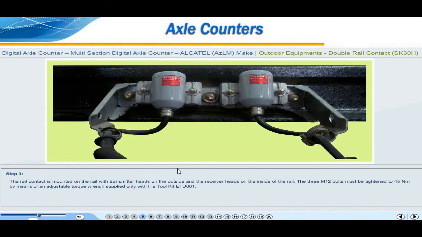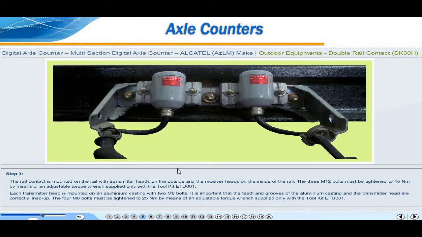Step 3. The rail contact is mounted on the rail with transmitter heads on the outside and the receiver heads on the inside of the rail. The 3M12 bolts must be tightened to 45 Newton meters by means of an adjustable torque wrench supplied only with a toolkit ETU 001.